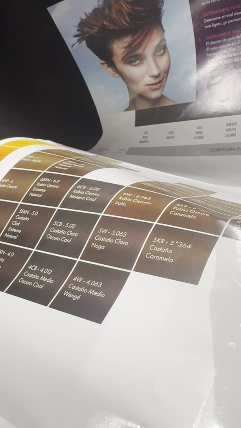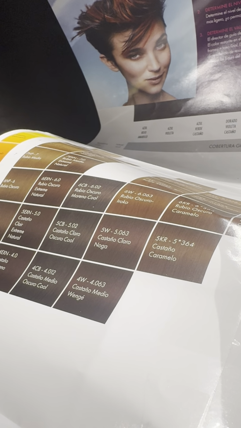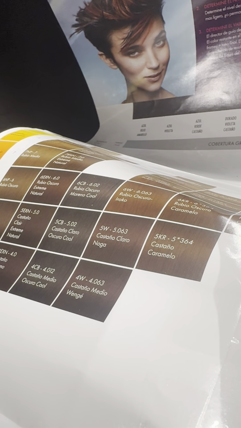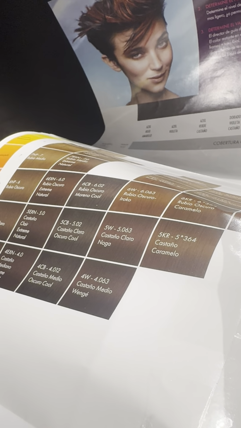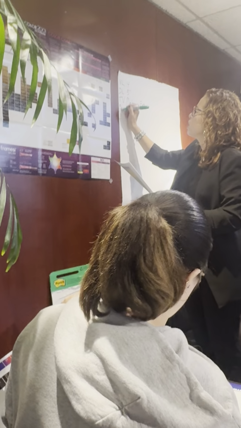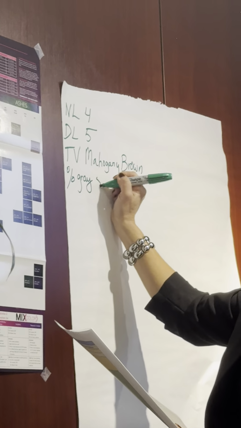So if we look at client number 1, the natural level is what? 4. The desired level is 5. The tonal value is, what do they want to be? Mahogany brown. And the percentage of gray is 50.